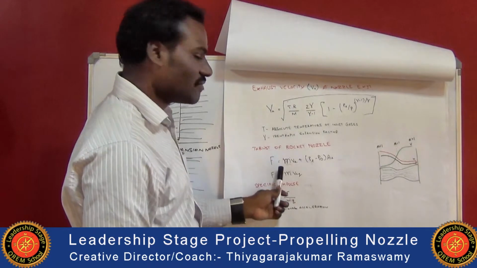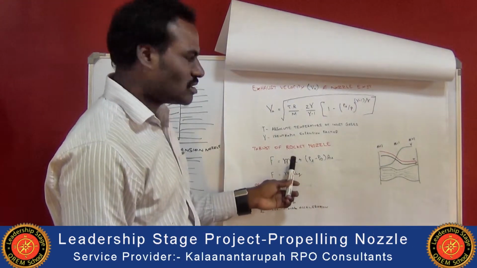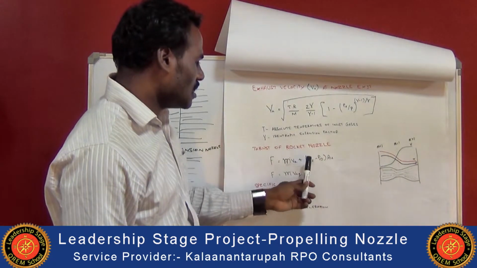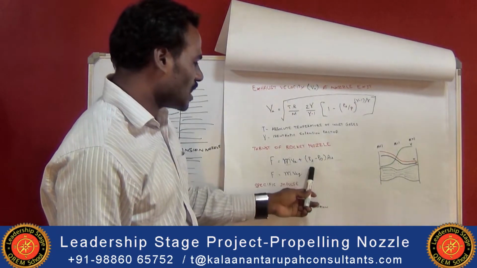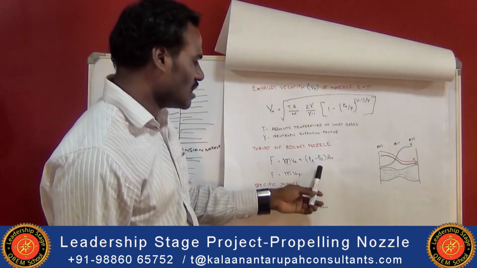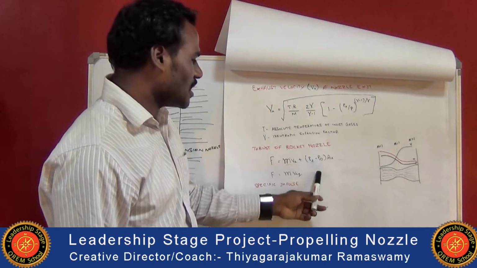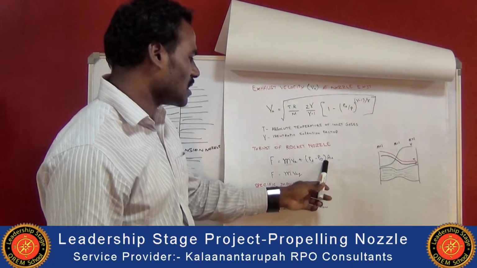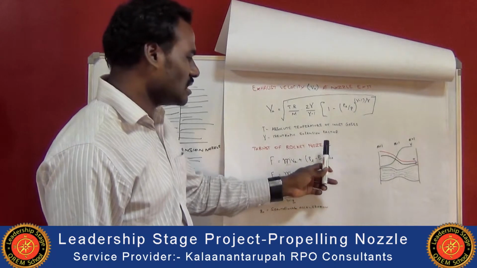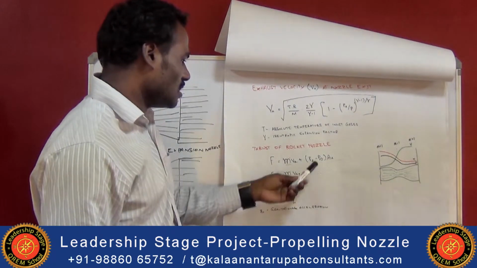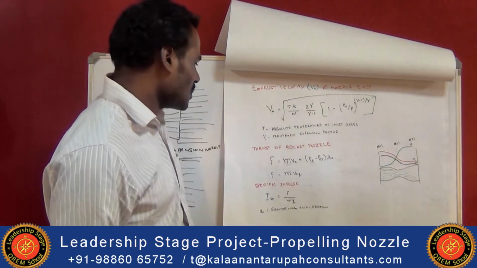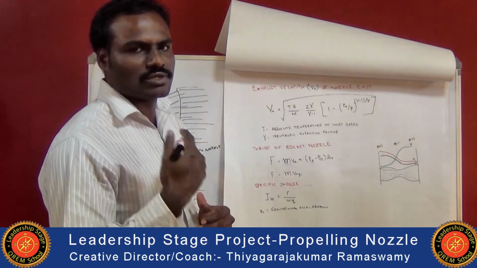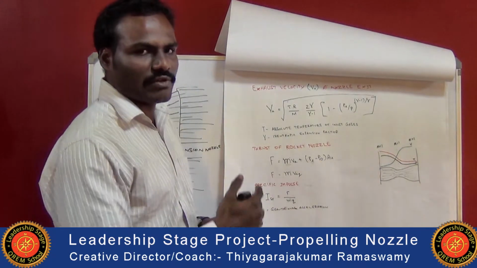Thrust is calculated using this formula, where m dot is the mass flow of the gas at the exit, V is the exit velocity over the nozzle, Pe is the exit pressure at the exit of the nozzle, and P naught is the ambient pressure outside the nozzle, that is the atmospheric pressure, and A is the area used with respect to the thrust. When the ambient pressure equals the exit pressure, we will be getting a better thrust.